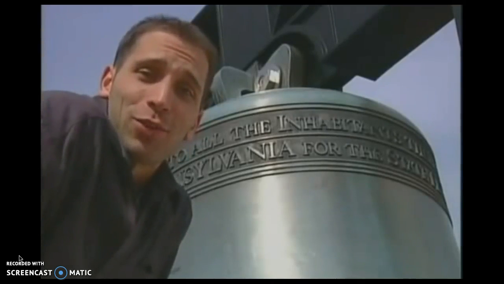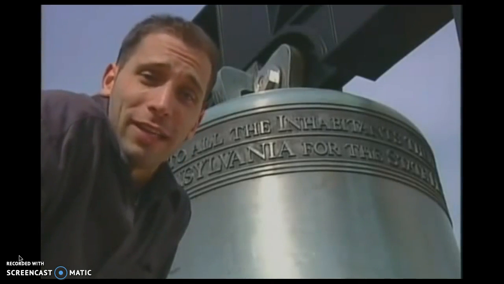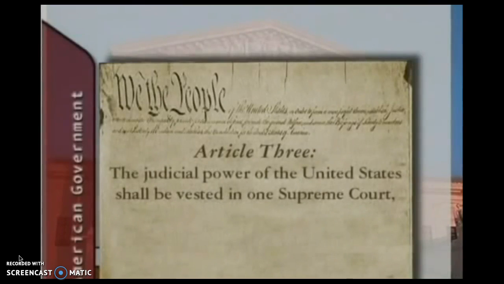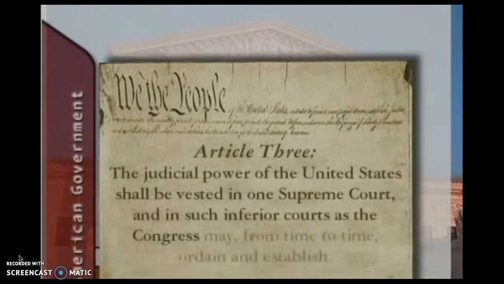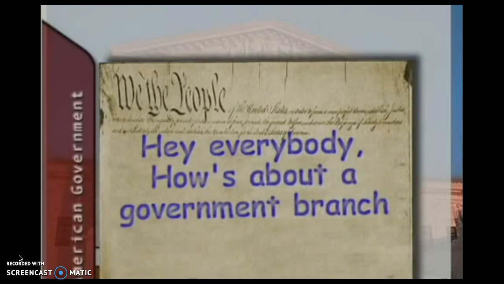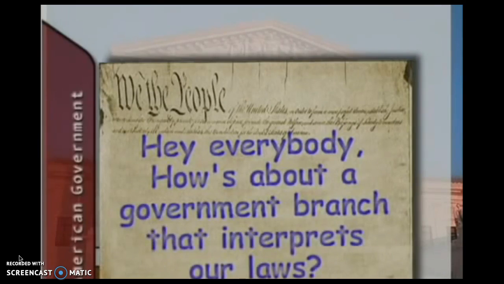Article 3 of the Constitution gave America its judicial branch, when it said, "The judicial power of the United States shall be vested in one Supreme Court, and in such inferior courts as the Congress may from time to time ordain and establish." Which means, hey everybody, how's about a government branch that interprets our laws?